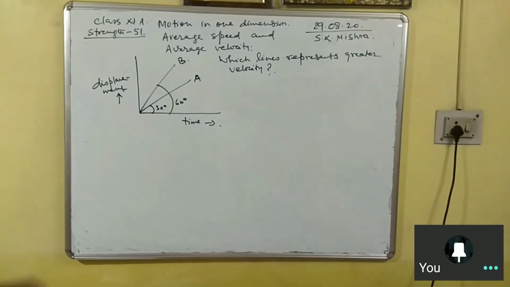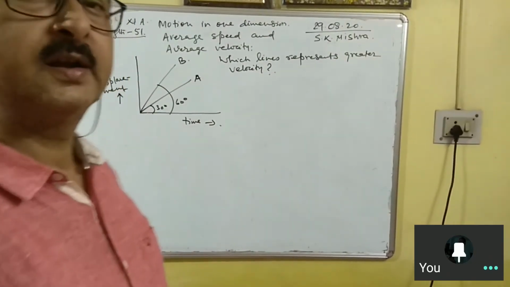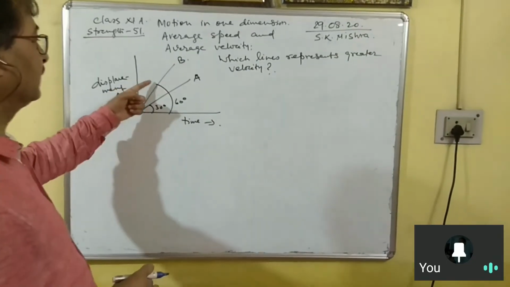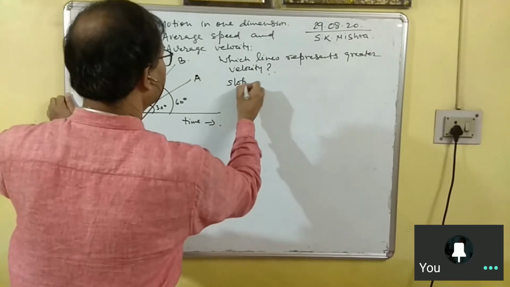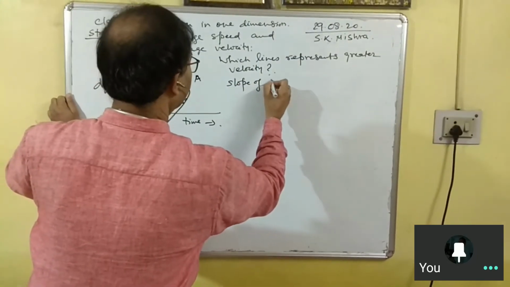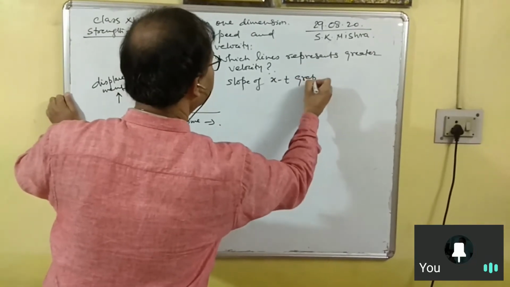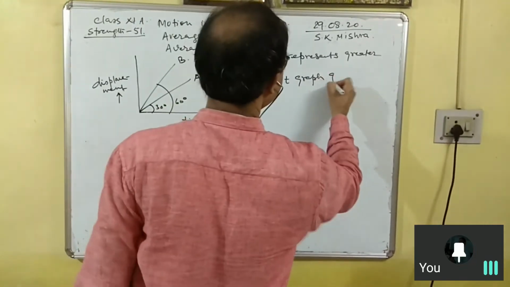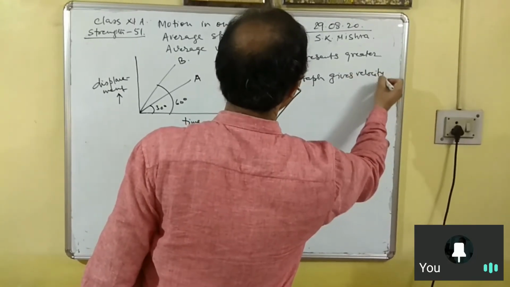Because the slope of the displacement time graph gives you the velocity. So slope means tan theta. The slope of the displacement x-t graph gives velocity, and slope means tan theta.